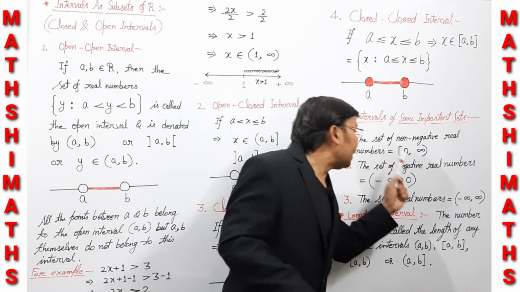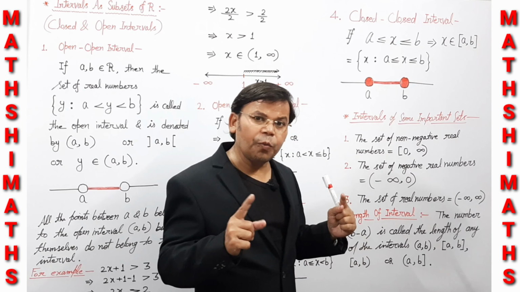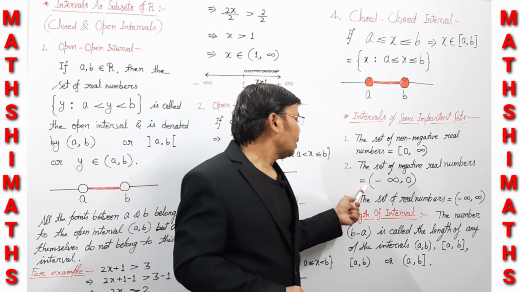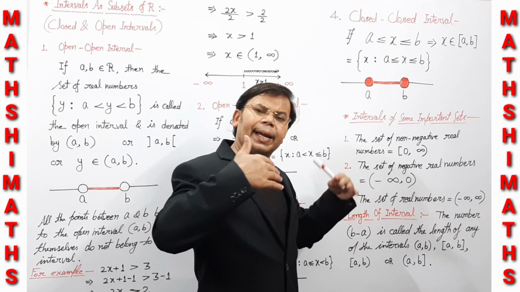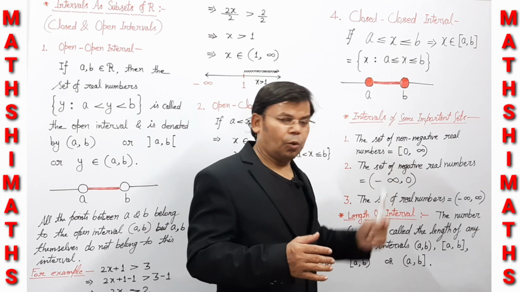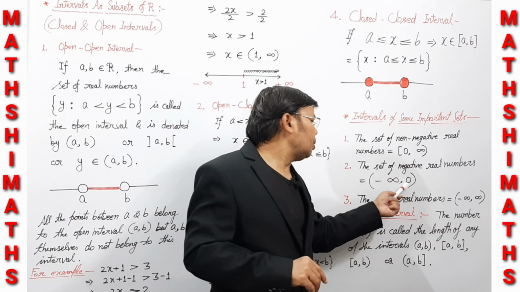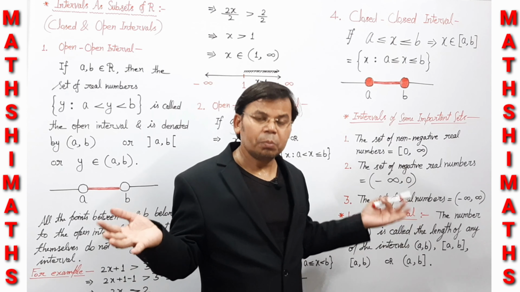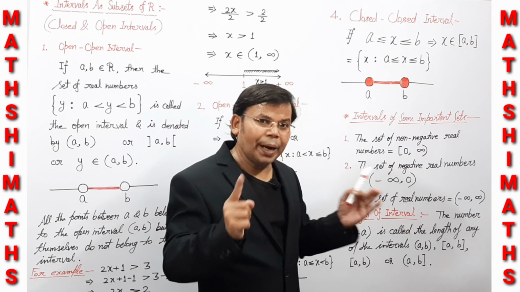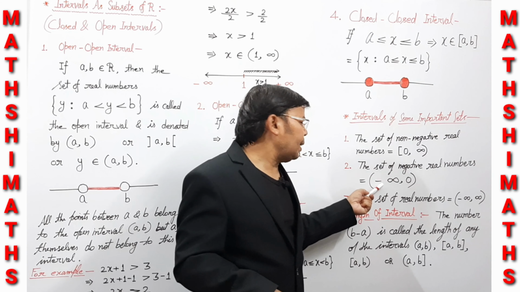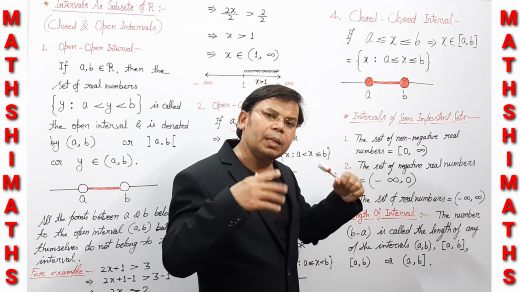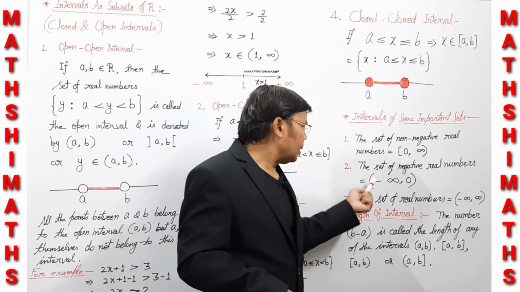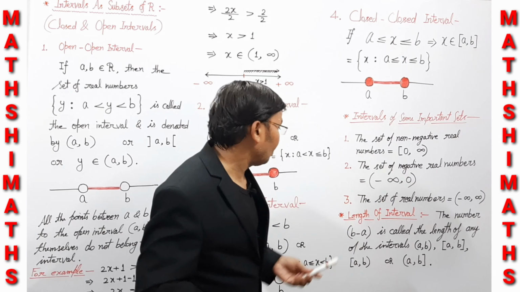The set of negative real numbers is represented by this interval. Here, negative infinity to 0. It means 0 is not included and all the values which are negative are included. But infinity with negative is represented by an open interval. That's why we use the sign of an open interval here.